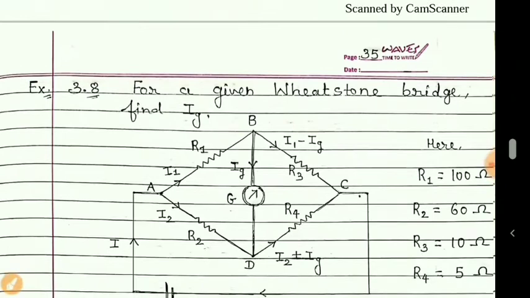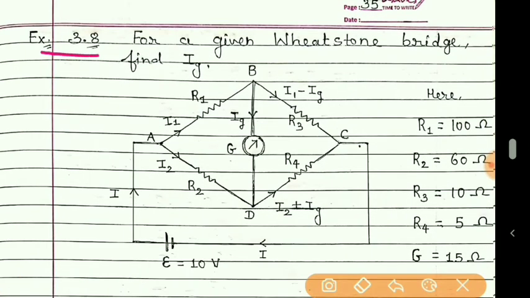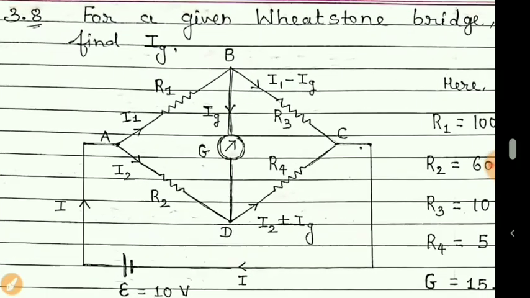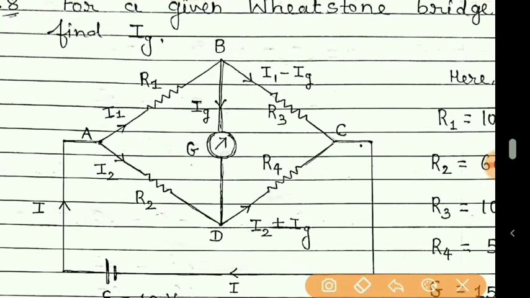Now next is example number 3.8. Once again you can see there is a Wheatstone bridge circuit, but here the current is flowing in this branch, and so we can say that this bridge is not in a balanced condition. Here the distribution of the current is given to you, but if the distribution is not given, in that case also you can easily distribute the currents.